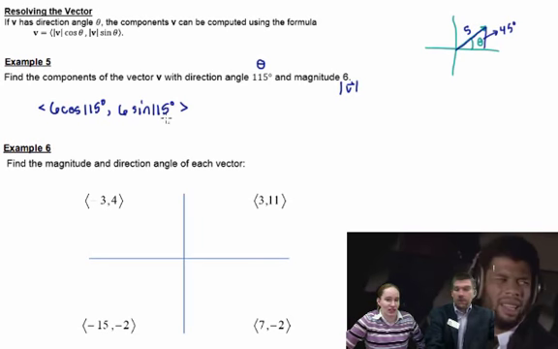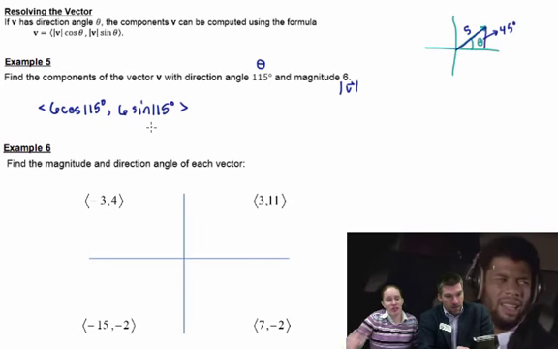Make sure your calculator's in degree mode. Yep, degree mode. 6 times cosine 115. There will be a decimal since it's not on the unit circle. We'll just have to live with that.